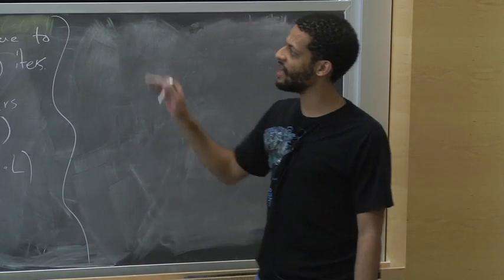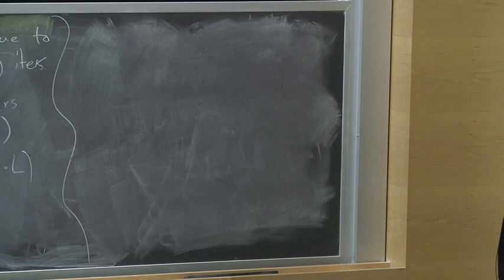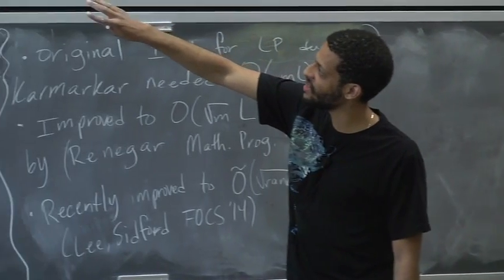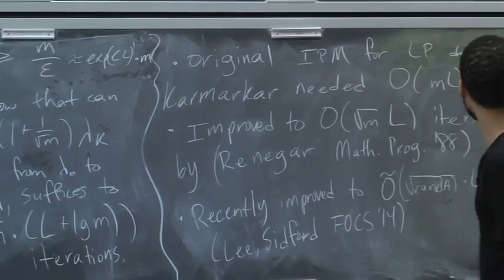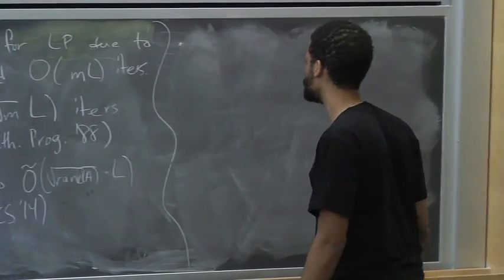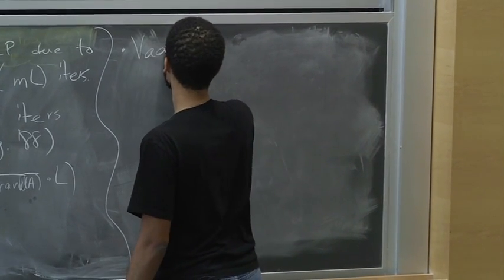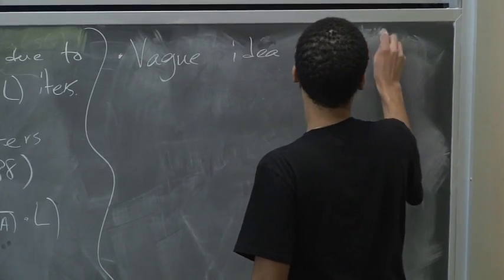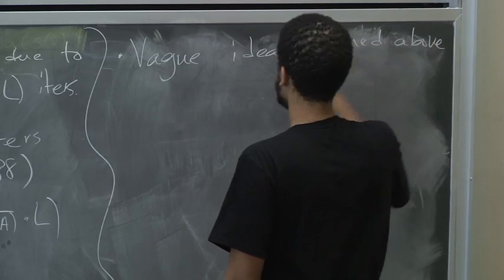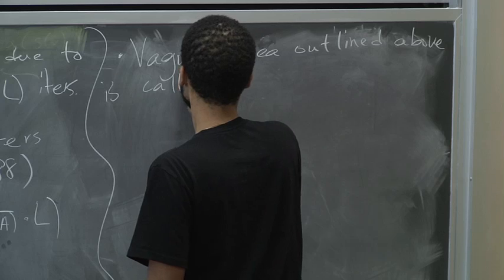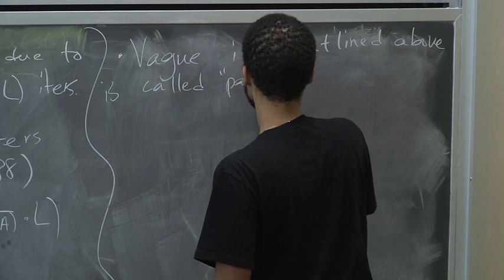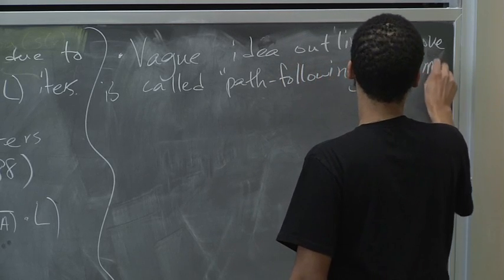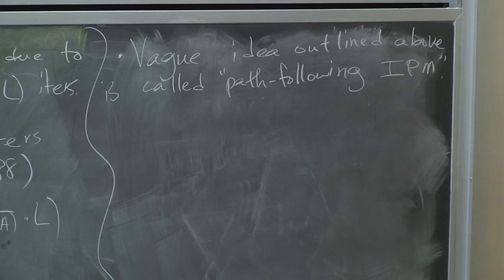Yeah, that is also something that differs from IPM to IPM. So, right, so even this vague idea here. So, let me say another few words. The vague idea outlined above is called kind of path following interior point. It's called a path following interior point method.